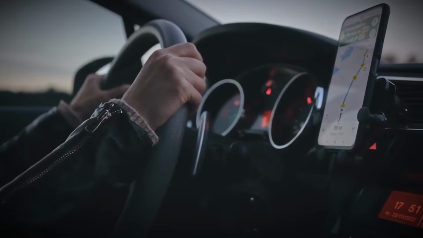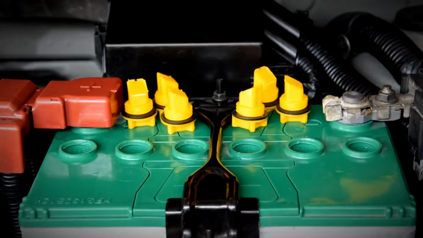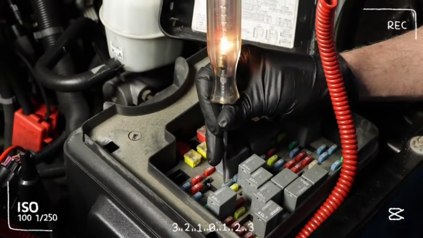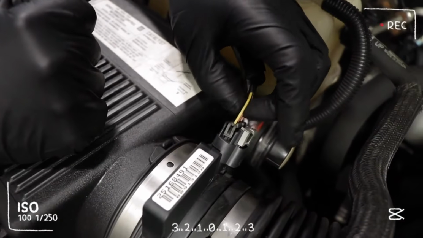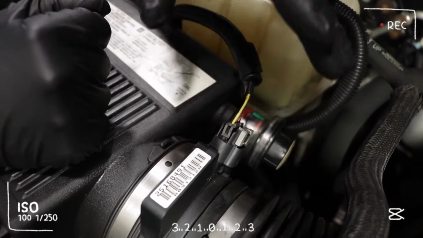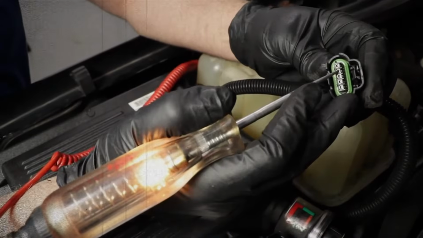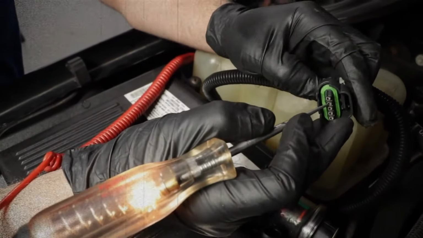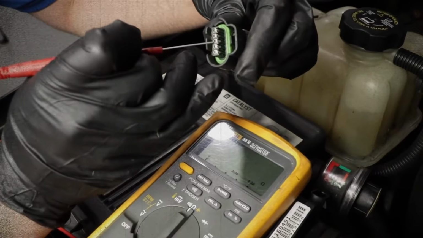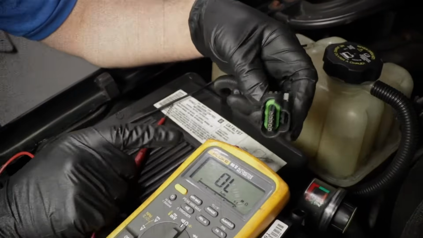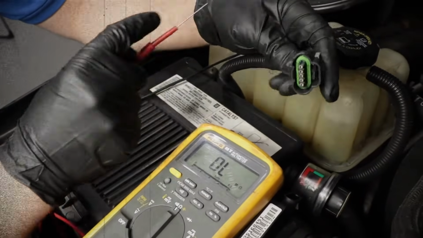A weak or failing battery is another overlooked cause. Low voltage can cause erratic readings, leading to inconsistent engine performance. In many cases, drivers blame the MAF sensor when the real issue lies in the electrical system. That's why checking voltage and ground connections should always be part of the diagnostic process before replacing the sensor.